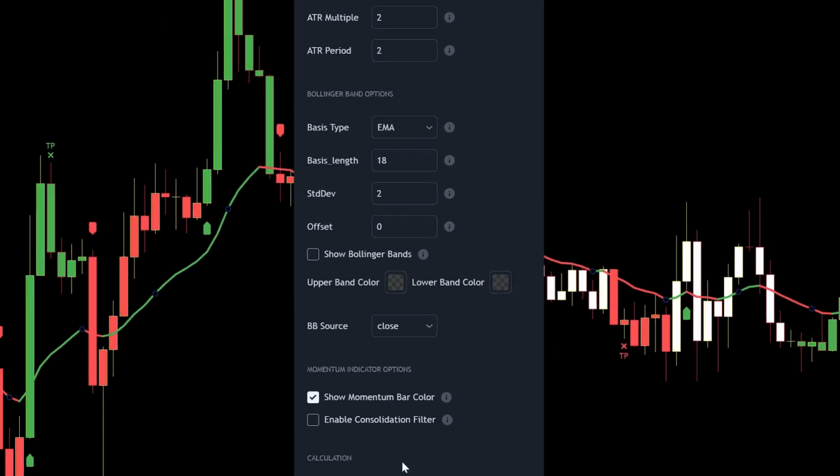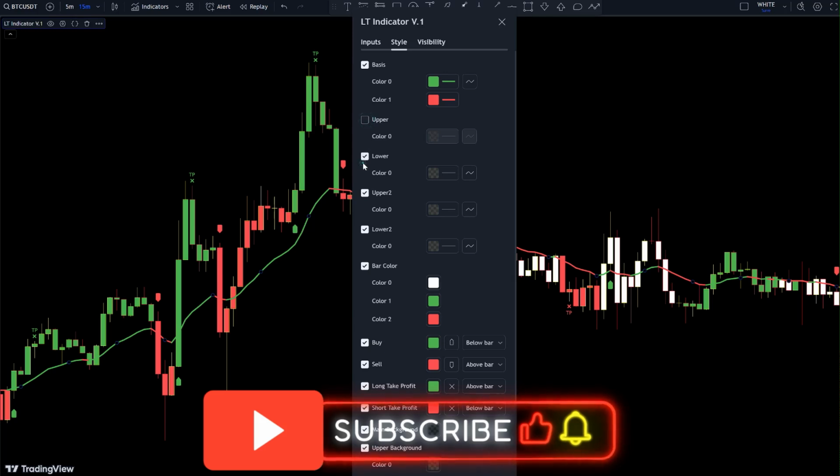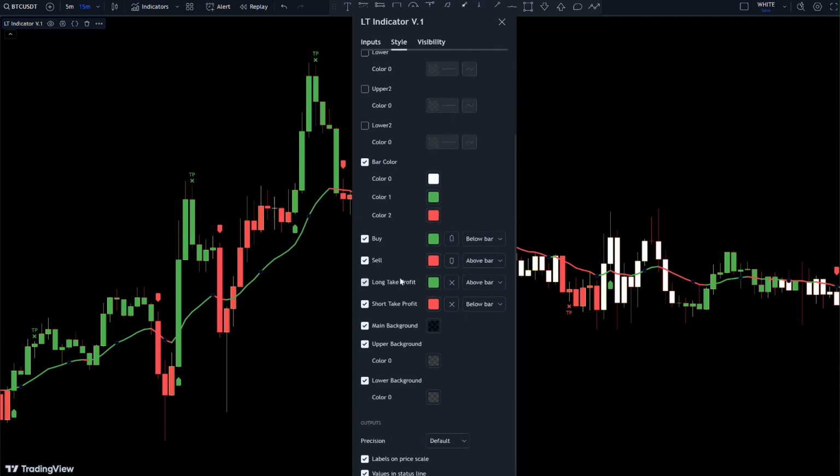Now, move on to the Style tab, where we'll focus on the Essential Basis option. Make sure it's enabled. After that, go ahead and disable the Upper, Lower, Upper 2 and Lower 2 options, as we won't be using them in our strategy. Lastly, ensure that the bar color, buy and sell options remain enabled, as they're crucial for the strategy's success. Then you can disable the remaining options, as they won't be needed.